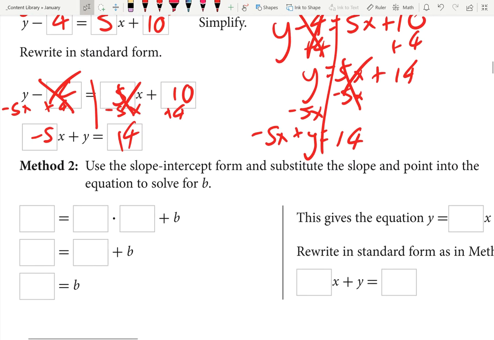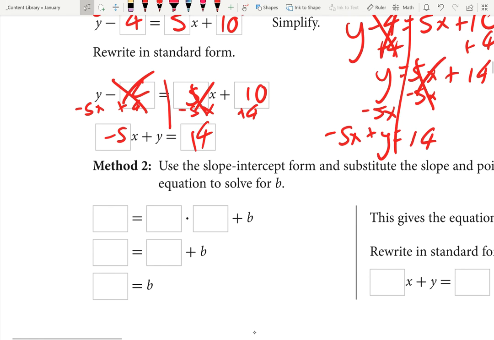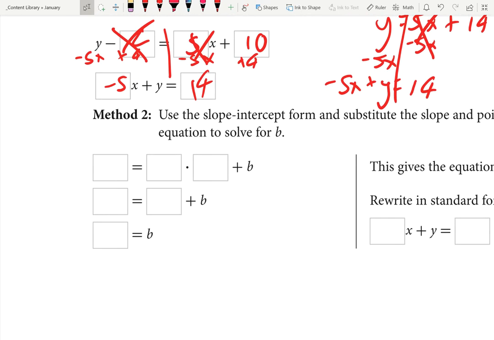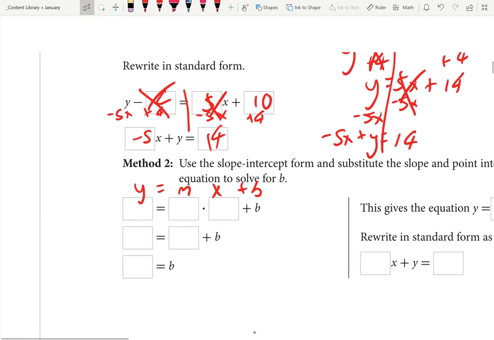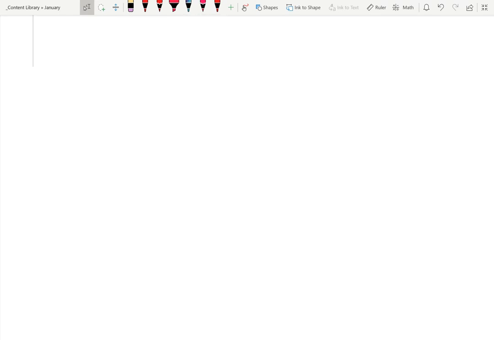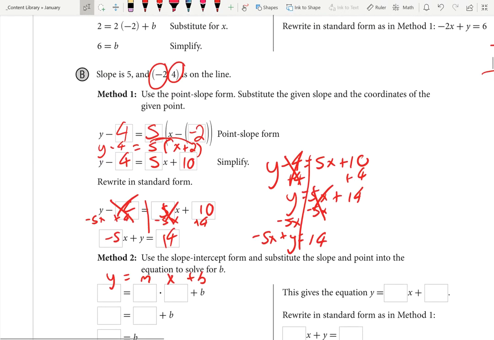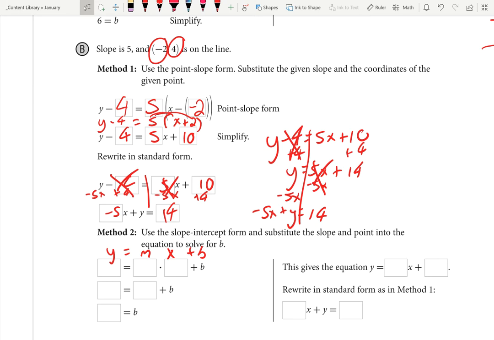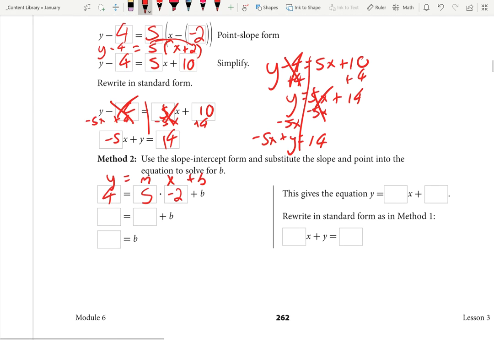So of course you can do this a different way. You can use the slope-intercept form. That would work as well. So remember, slope-intercept form is y equals mx plus b. And in this case, we're using the slope of 5, and we're using the point -2, 4. So 4 for the y, -2 for the x.